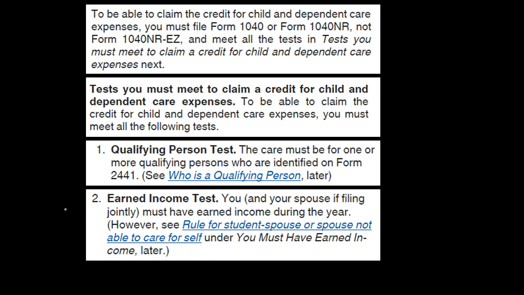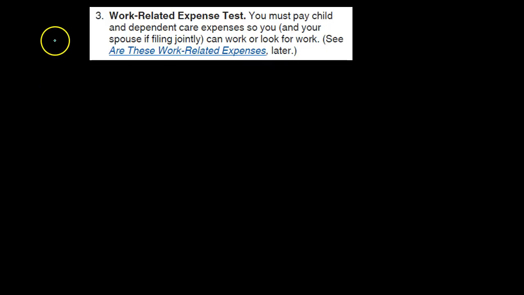And remember that the IRS is usually looking for that to be oftentimes part of the requirements for things like credits of this nature, some type of earned income to kind of incentivize work to be able to get the credit. Number 3, work-related expense test.